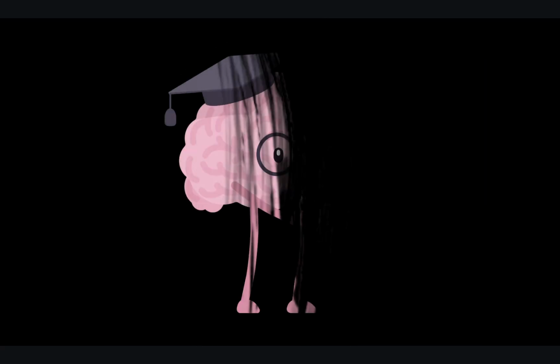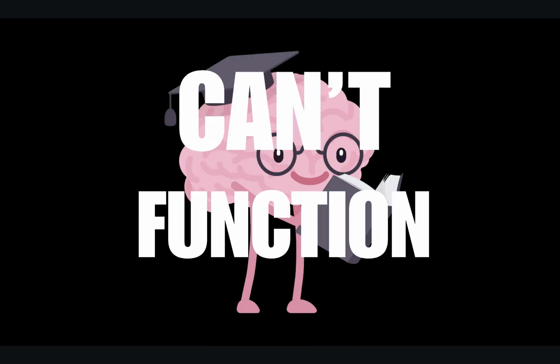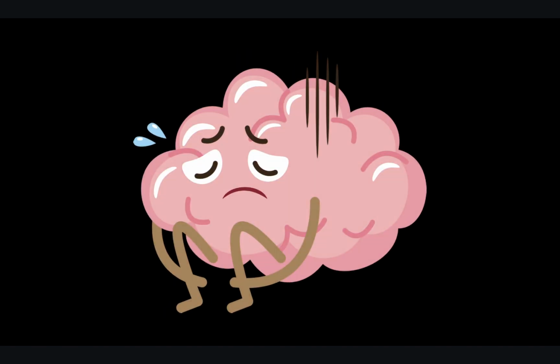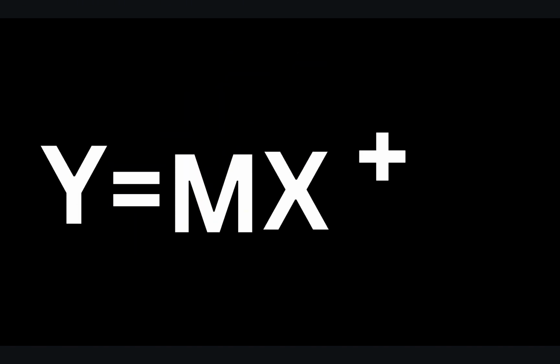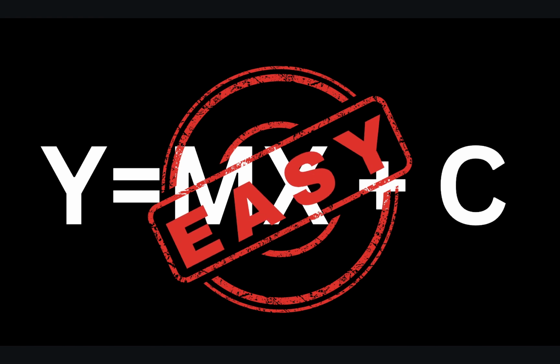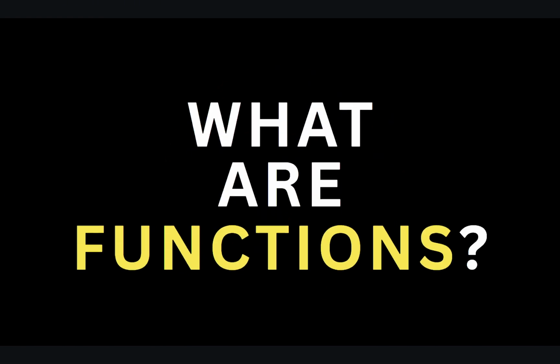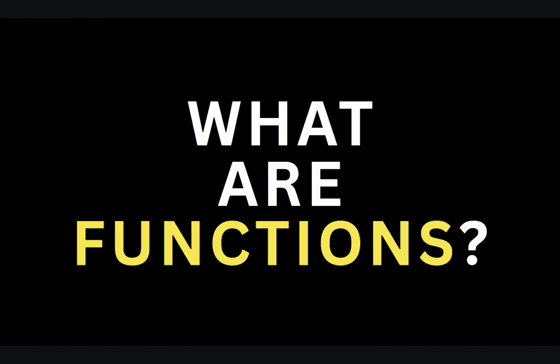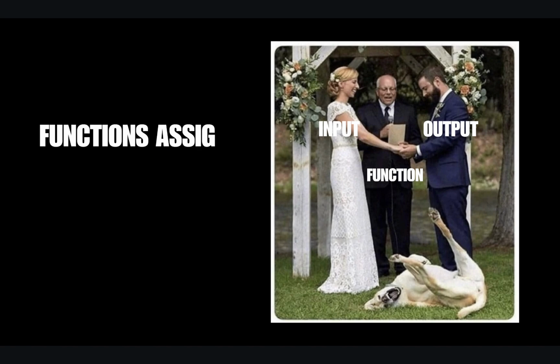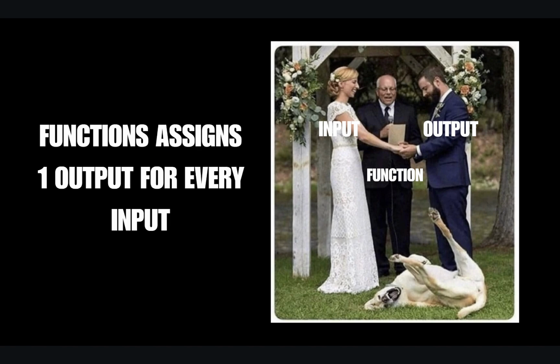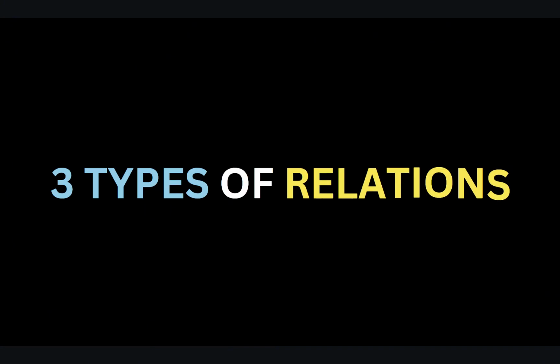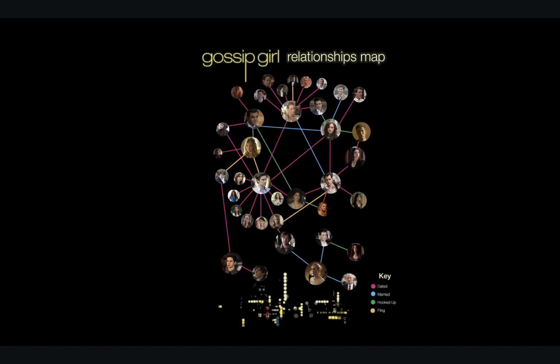So, your brain can't function when you're learning functions. But y equals mx plus c is actually really easy. What is a function? Essentially, functions assign one output for every input value. There are three types of relations, which is not really complicated compared to this.